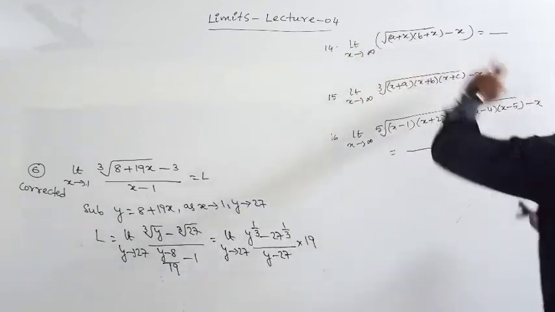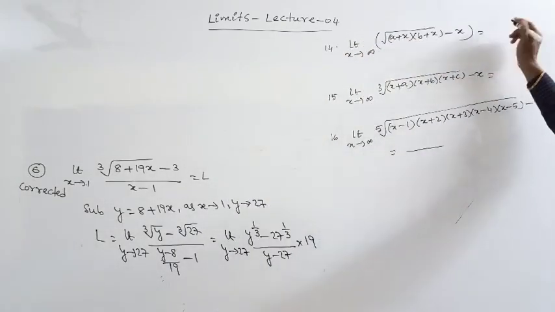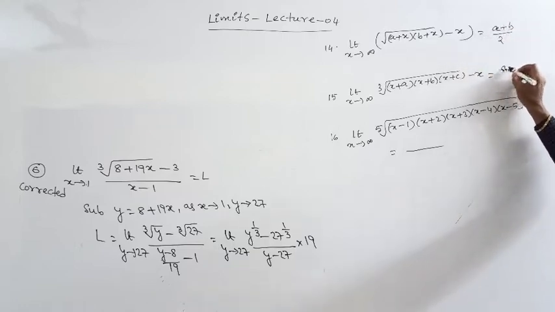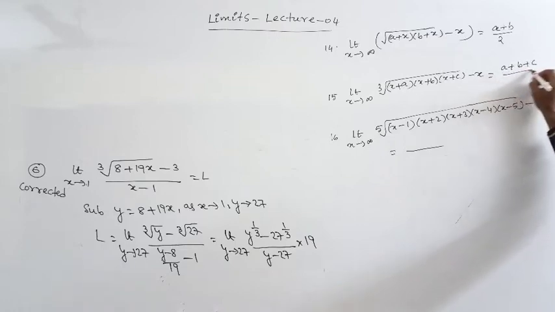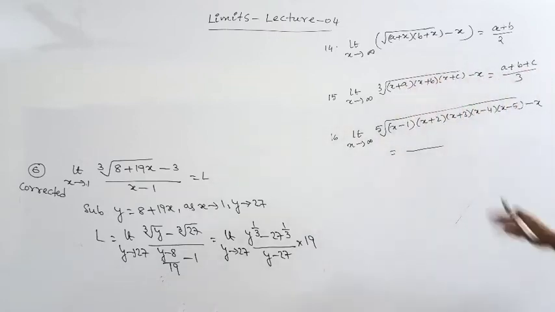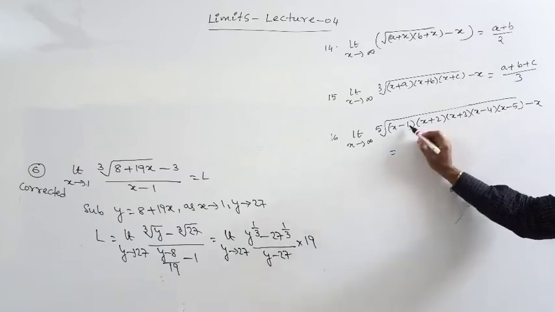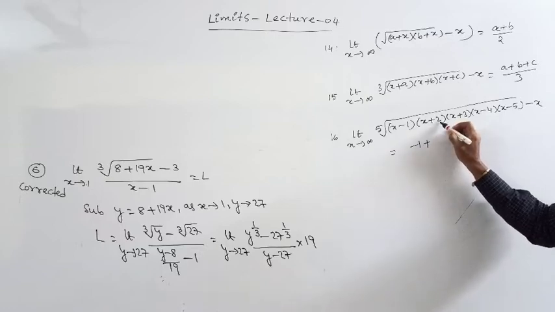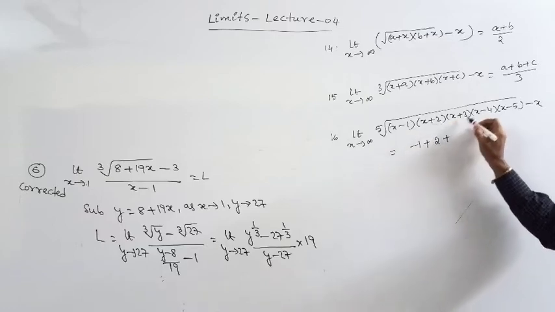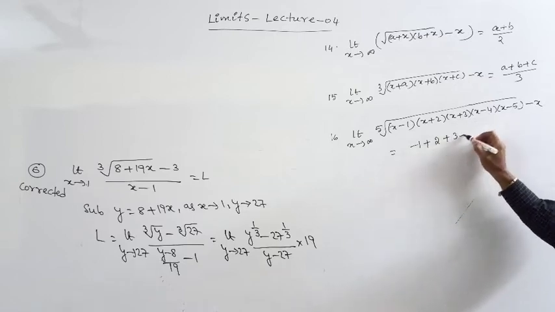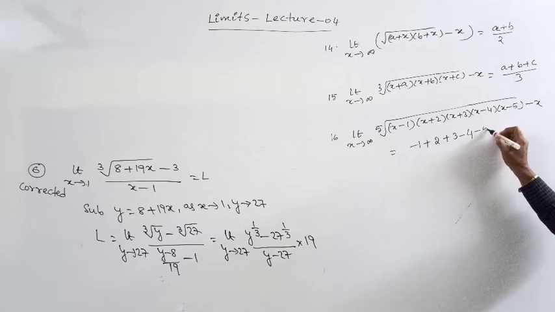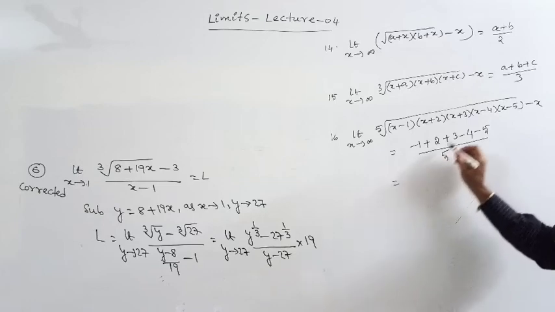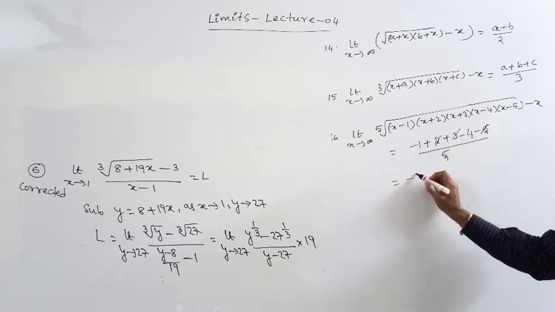So here we have, so therefore you can write this is a plus b by 2 using the previous formula. This is a plus b plus c by 3. We have 3 terms. And for this, here a1 is minus 1, a2 is 2, a3 is 3, a4 is minus 4, a5 is minus 5, whole by 5. Whatever you get, that will be the answer. This is equal to minus 1.